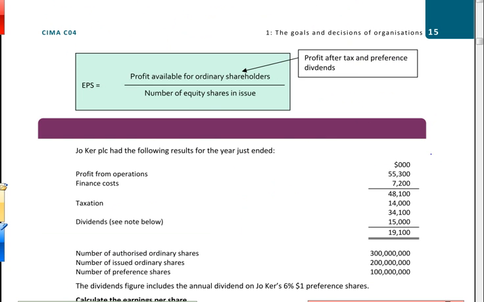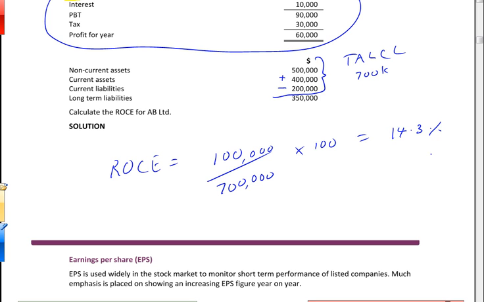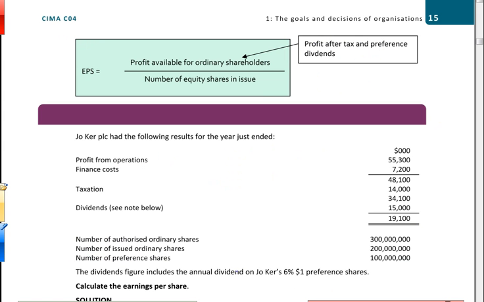Okay, the next measure we have is earnings per share, and this is widely used in the stock market, where investors are looking at the earnings made by listed companies. What's important from an investor's point of view or a shareholder's point of view is that that earnings per share figure is increasing. An increasing earnings per share figure will mean that shareholder wealth is increasing. So again, this is a formula that you will need to learn.